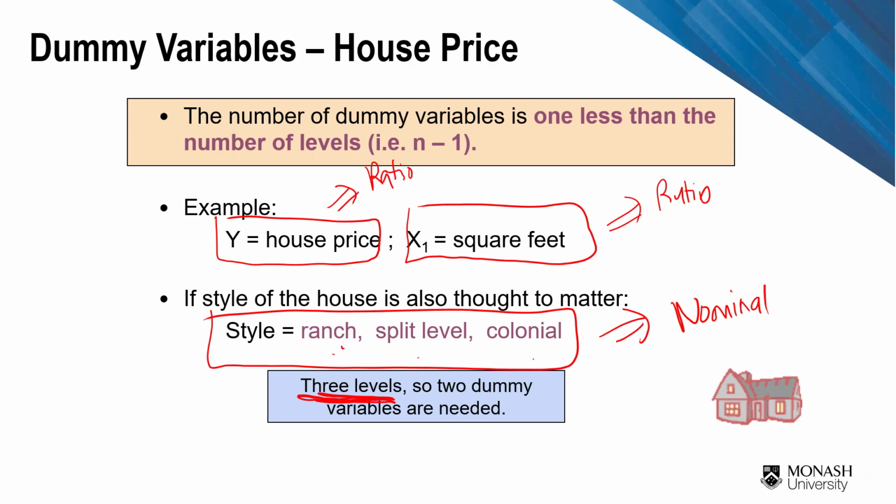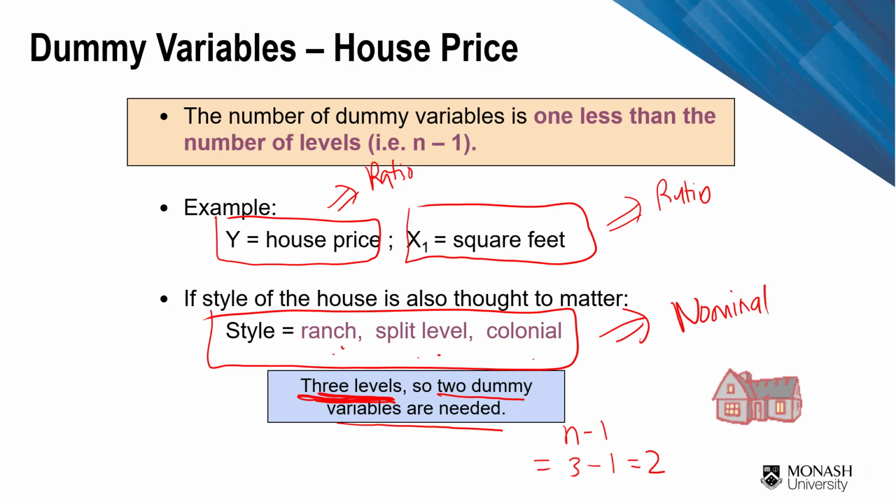Ranch, split level, and colonial, 3 levels. Therefore, you need to make 2 dummy variables, right? Because the rule is n minus 1. All right, there are 3 levels minus 1. You need to make 2 variables. Now this is a bit tricky on how you actually proceed with this. Okay, now first of all, you need to actually make 1 into what we call a base level.